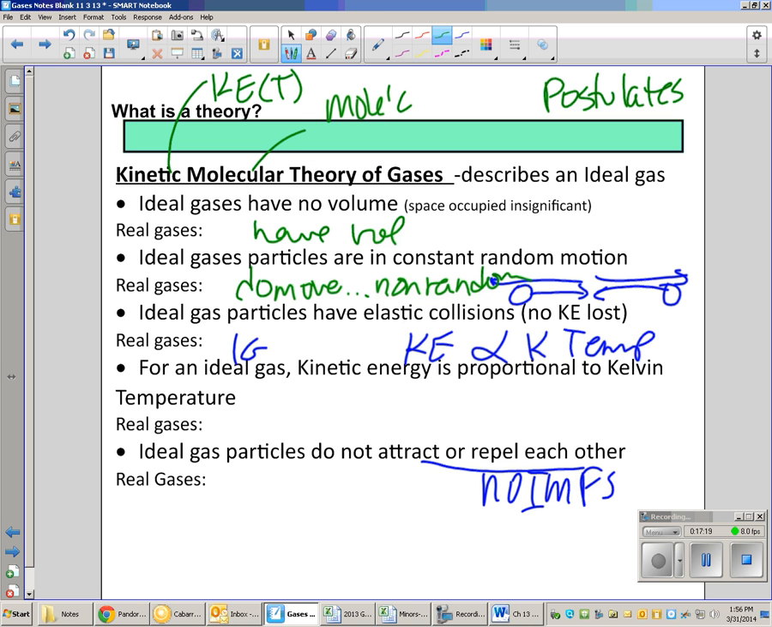Ideal gases have elastic collisions, so for real gases we're going to say non-elastic. If it's not elastic, then they actually lose a little bit of energy every time they collide. So a little kinetic energy is lost as they collide. And so if things collide really harshly with the sides of a container, and you were holding that container, what do you think it would feel like? Can you feel the particles bouncing off your hands? No. What if they're bouncing really hard? It gets hot.